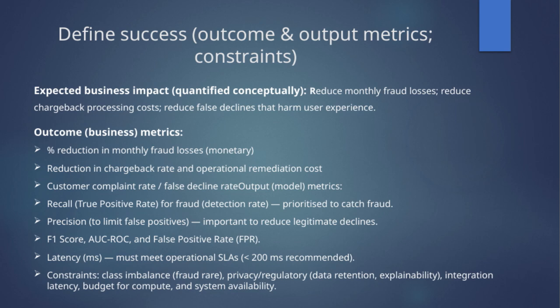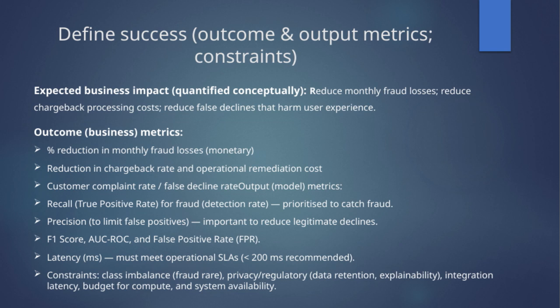Additional metrics like the F1 score, AUC ROC, and the false positive rate give us a balanced view of the model's performance. Latency is another critical factor. Our system needs to process transactions quickly, ideally under 200 milliseconds, to meet operational service level agreements.